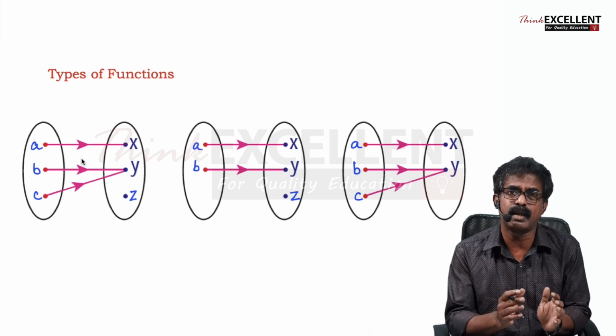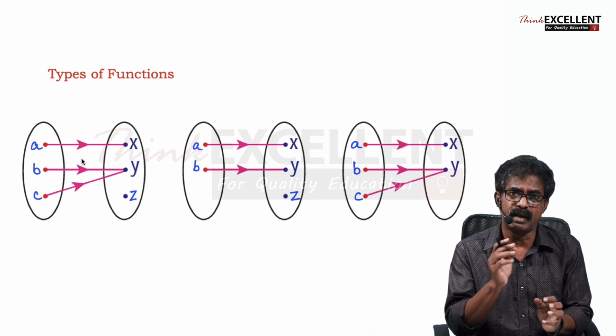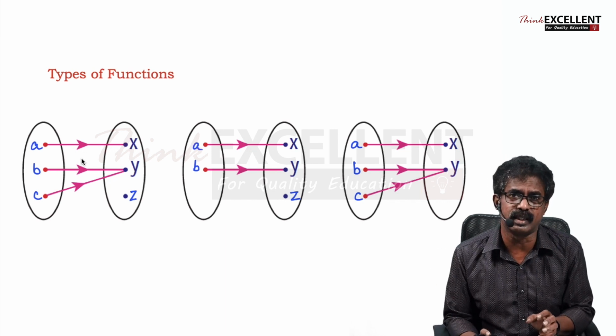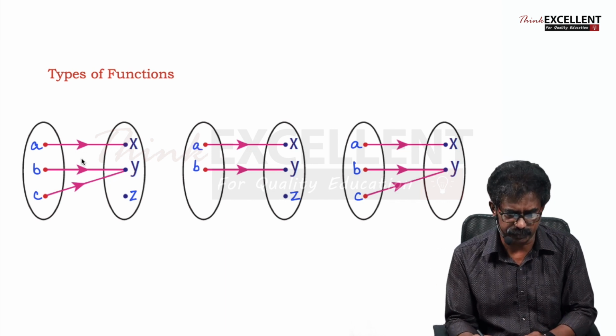Constant function: every element is related to a constant. f of x equal to 5. You give any value for x, your answer is 5 only. So that is called a constant function, right?